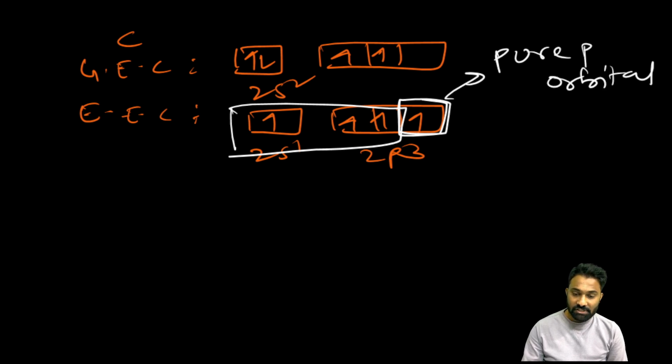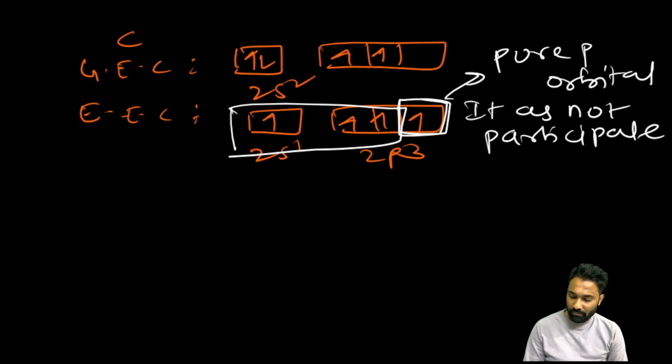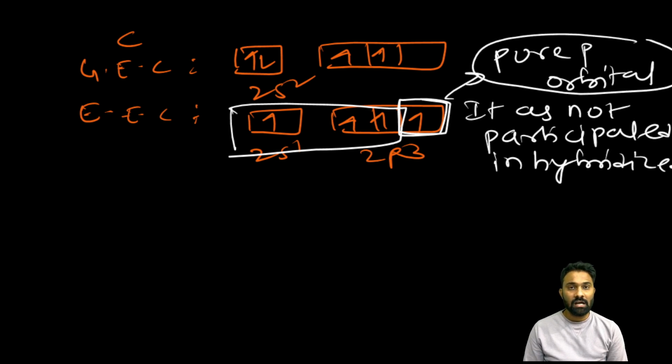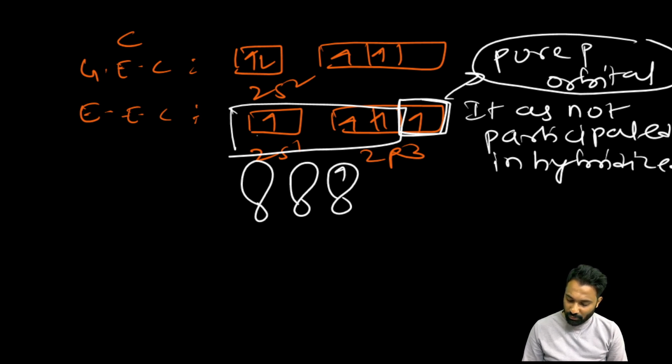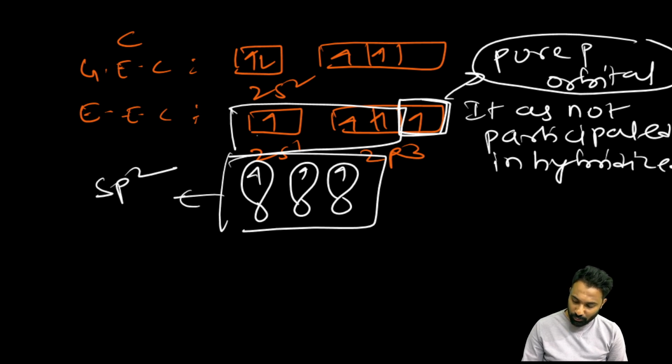Why is it a pure p orbital? It has not participated in the hybridization, right? So that's the reason this is a pure p orbital. Clear? Now, these three atomic orbitals overlapping gives the new hybridized orbitals, which are sp2. We got these sp2 hybridized orbitals, and one pure p orbital is left. This pure p orbital has not participated in the hybridization.